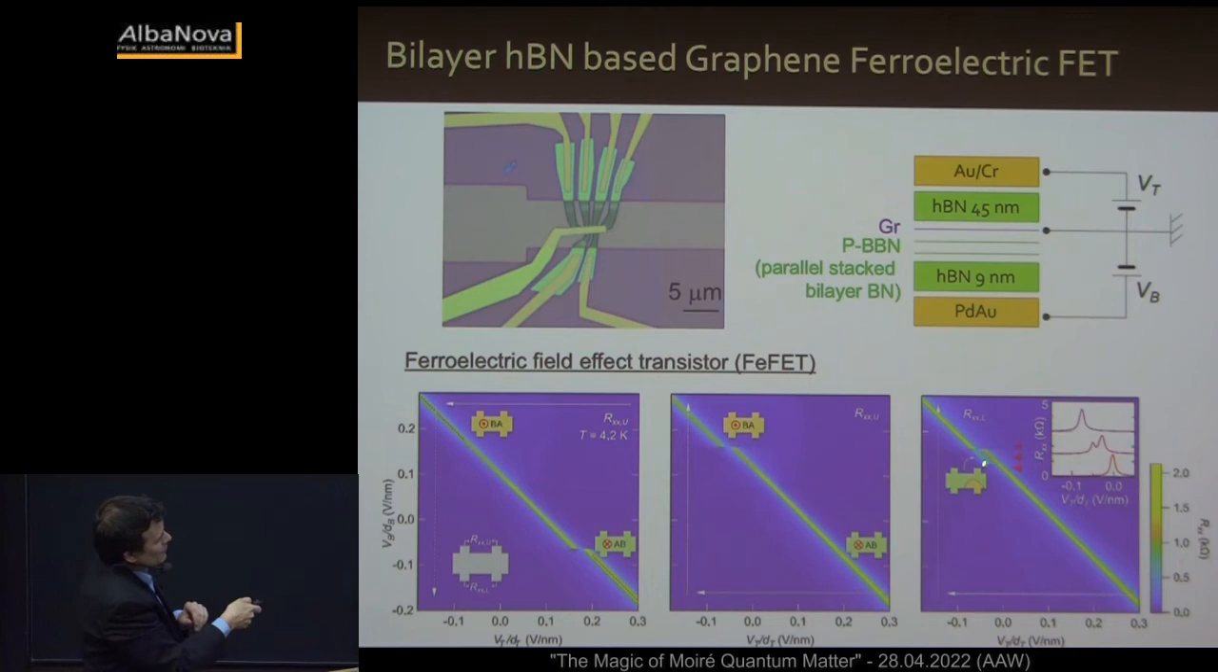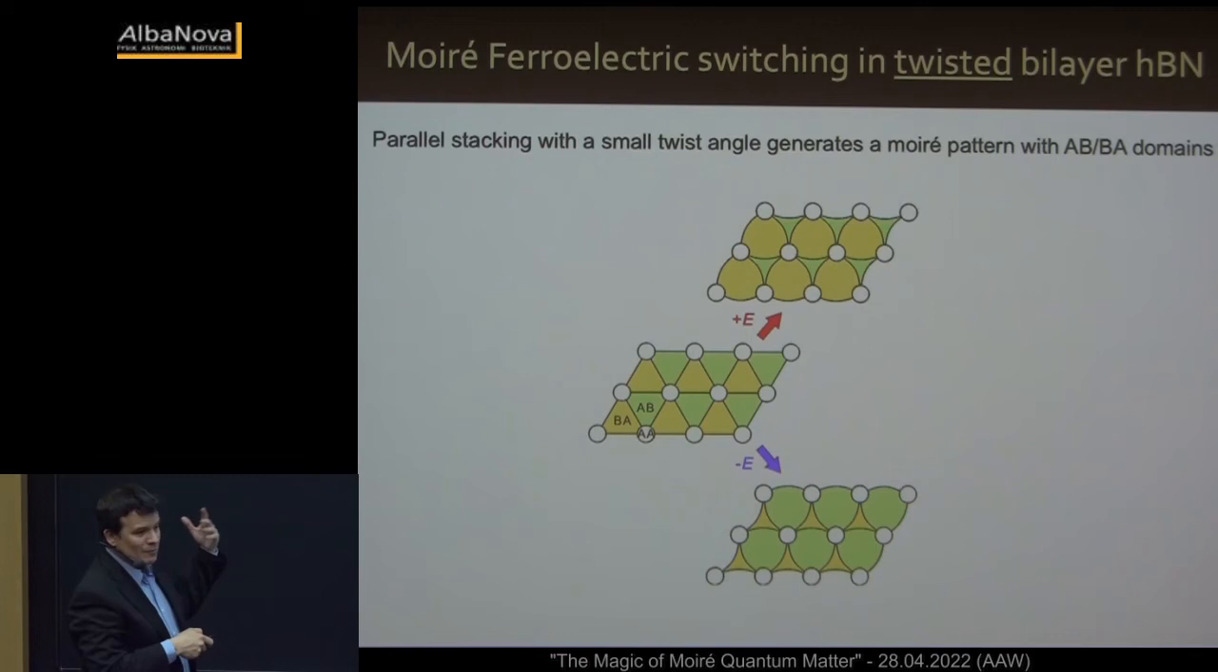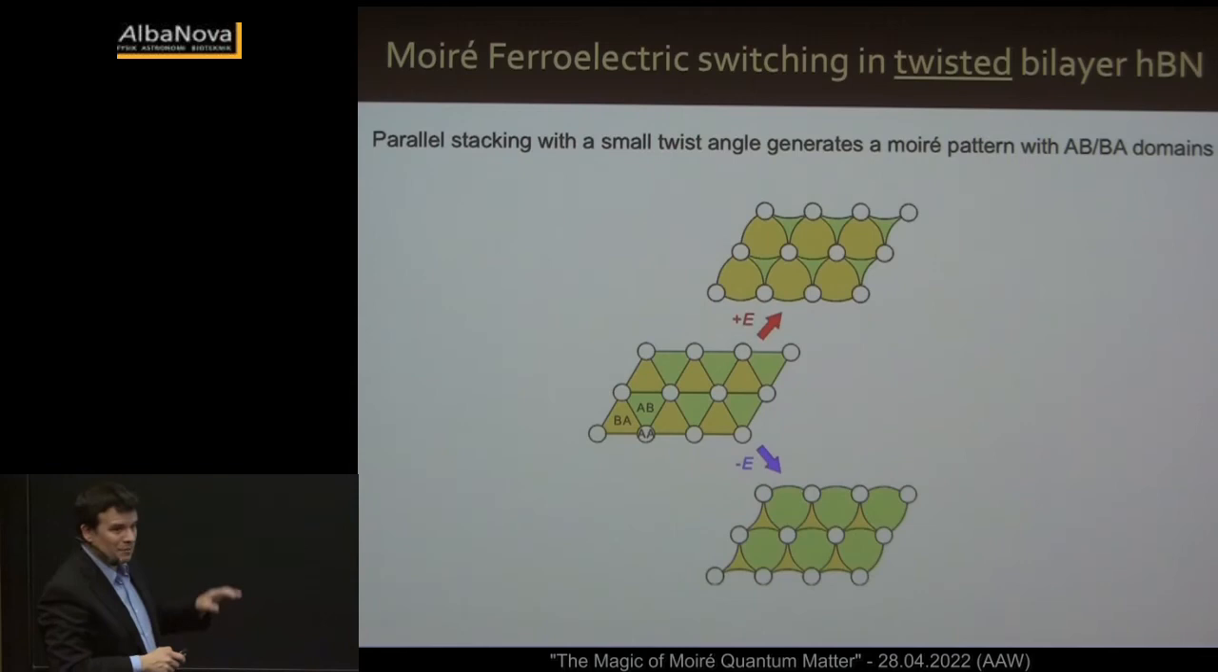Okay? So now that was for perfect parallel stacking, but we can also stack it at a small but finite angle, okay? At a small and finite angle, what you have, similar to magic angle bilayer graphene, is regions of AA stacking and regions of BA and AB stacking. But now, BA and AB have opposite electric dipoles, okay? So we have a Moiré, if you want, anti-ferroelectric material, okay? Now, if you apply one electric field, you increase one type of domain at the expense of the other. If you apply the opposite electric field, you do the reverse, okay?